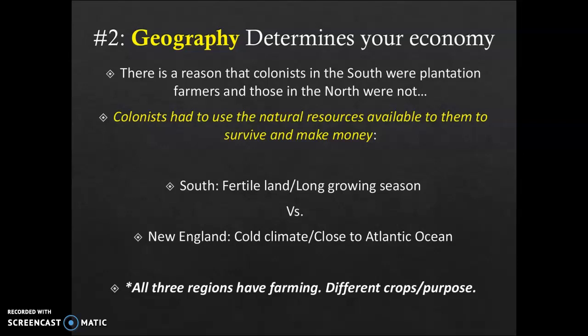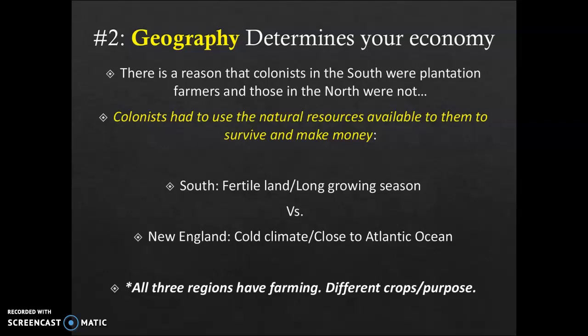There's a reason why in the southern colonies you saw plantation farmers and slavery and things like that, and you didn't see as much of that up north. The colonists had to use the natural resources at their disposal. They had to use what resources were available to them to survive and to make a living. So in the South, you see fertile land, a longer growing season. It's warmer. I think we all know that. It's warmer for longer here, more daylight hours typically, versus up north in the New England colonies, they're a colder climate. They're closer to the Atlantic Ocean.